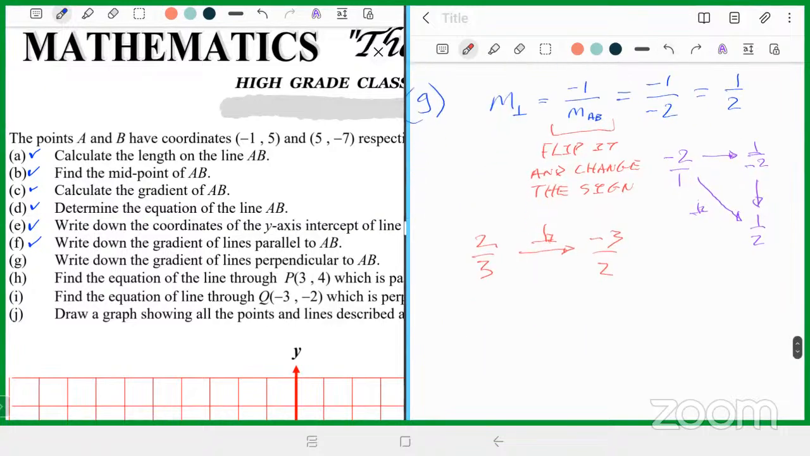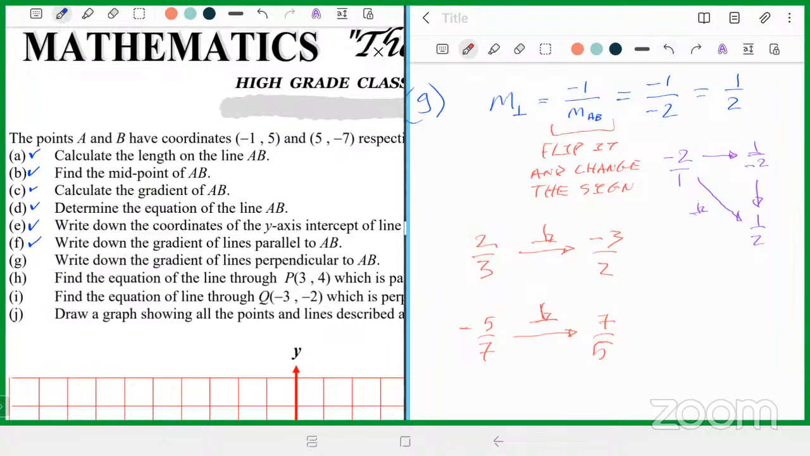Another example, if we had a gradient of -5/7, and we wanted the gradient of lines perpendicular to it, it will become 7/5, because we would flip it first and it would become -7/5, and we would change it from a negative to a positive. So this will be the perpendicular gradient.